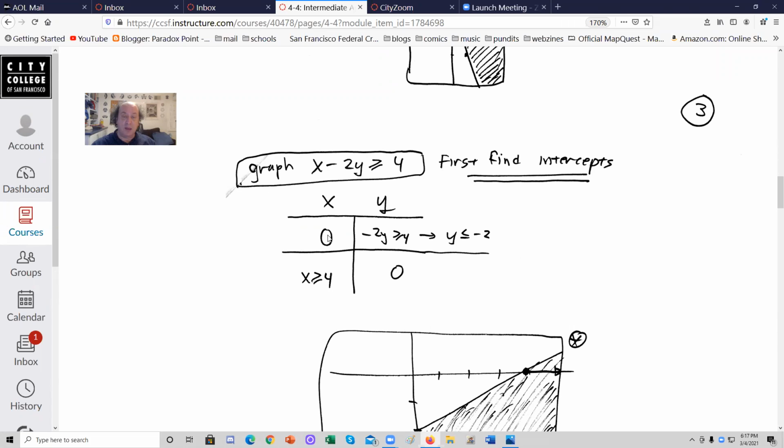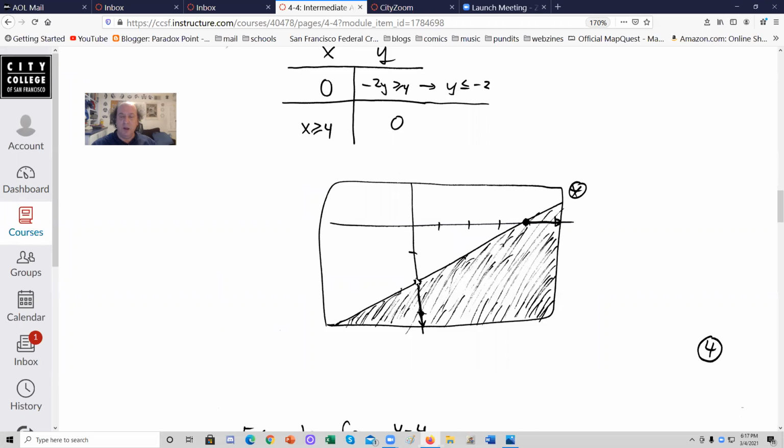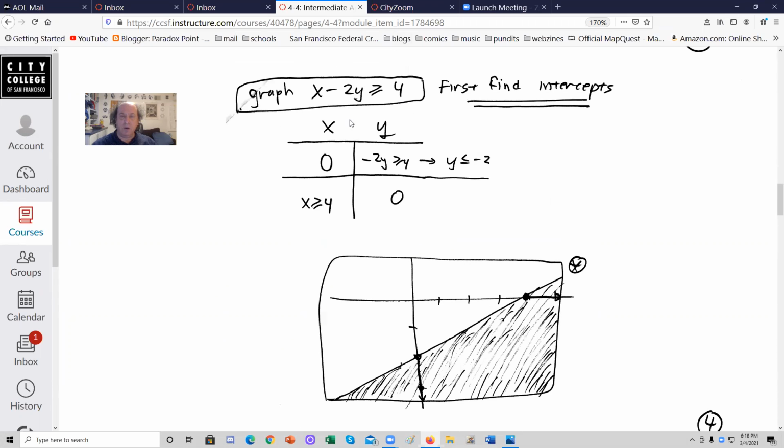For example, when x is 0, you plug in 0 here, you get negative 2y is less than or equal to 4, and therefore y is less than or equal to negative 2. So here's negative 2 and everything below that. When y equals 0, you plug in y equals 0, you get x greater than or equal to 4. So here's x equals 4 and everything to the right of that. So we include the boundary line to these two intercepts, and we go below here and to the right of here, which means this lower right half of the plane.